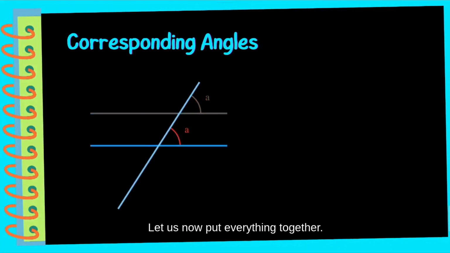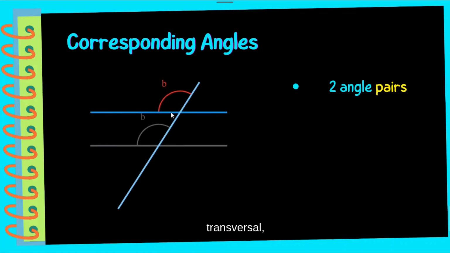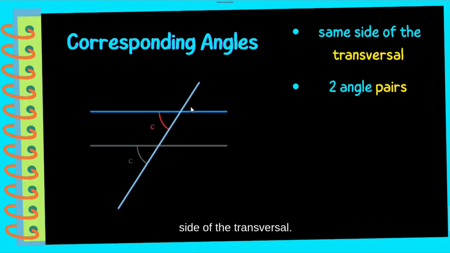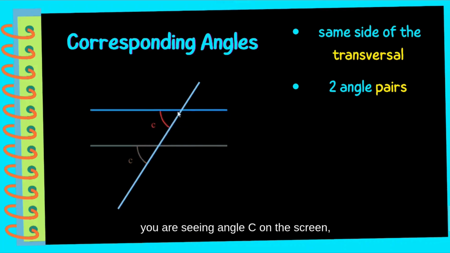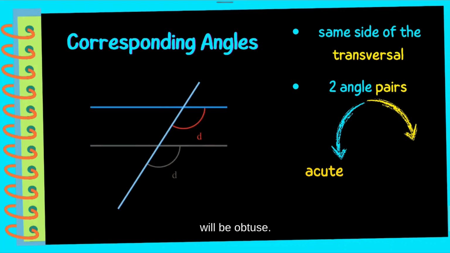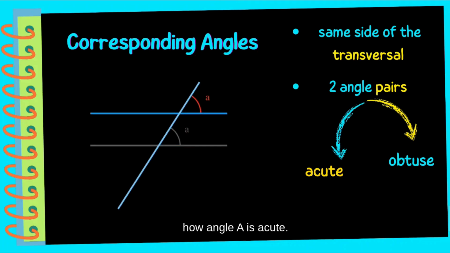Let us now put everything together. So when two parallel lines are intersected by a transversal, two angle pairs are formed on each side of the transversal. And in these two angle pairs, for example, you are seeing angle C on the screen. One pair will be acute and the other pair will be obtuse. You can observe how angle D is obtuse, how angle A is acute.